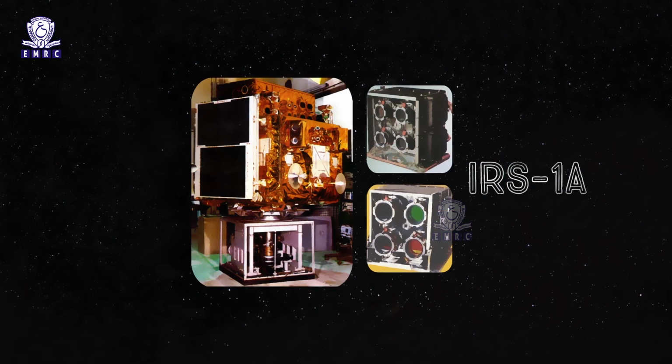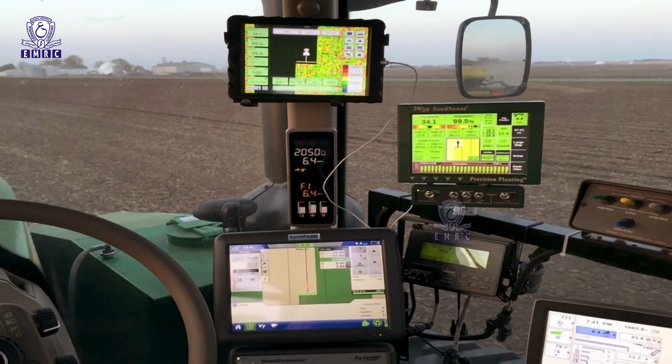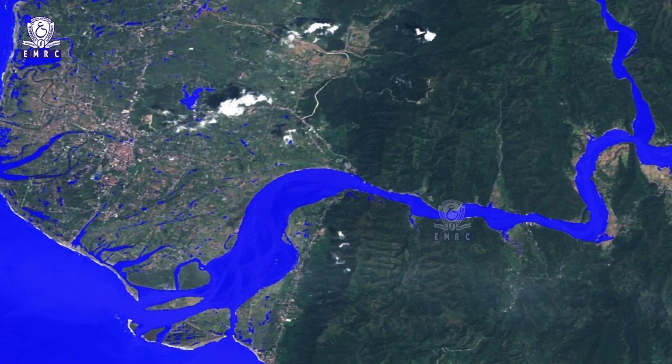For instance, IRS 1A has 22 days temporal resolution, meaning it can acquire an image of a particular area at a 22 day interval. Low temporal resolution refers to infrequent repeat coverage, whereas high temporal resolution refers to frequent repeat coverage. Temporal resolution is useful for agricultural applications or natural disasters like flooding, when you would like to revisit the same location within every few days.